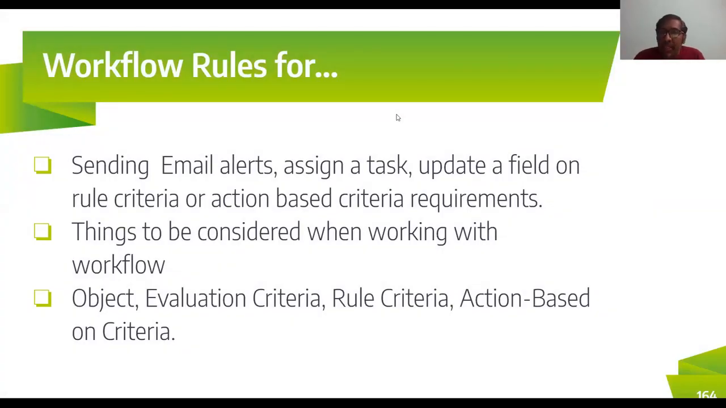So what are the actions that we can perform? For example, we can send email alerts, assign a task, update a field, depending on the rule criteria or action based on criteria requirements. Here, the thing to remember in workflow is the object evaluation criteria. We are going to discuss in detail what evaluation criteria, rule criteria, and actions are, all those things.